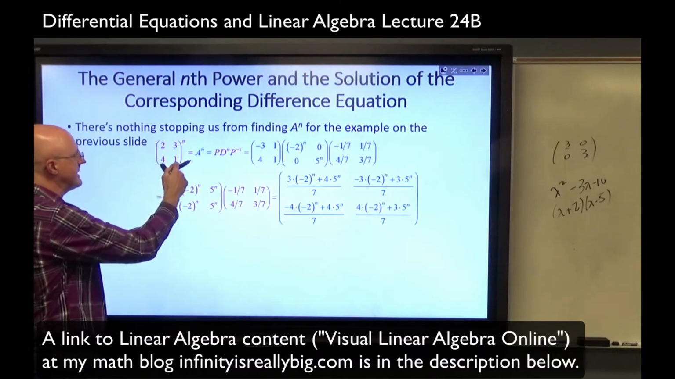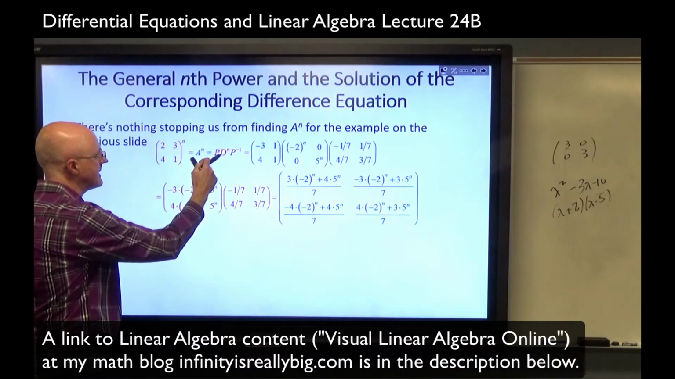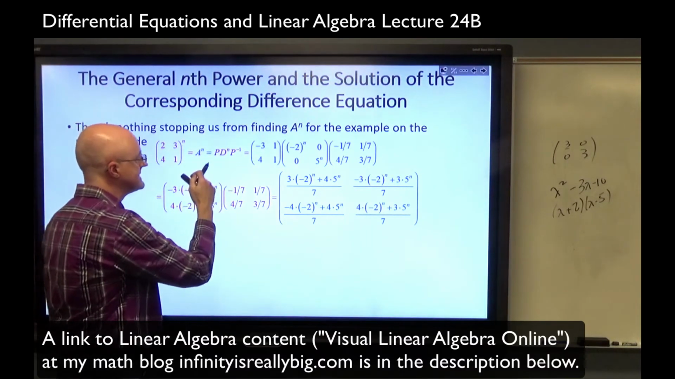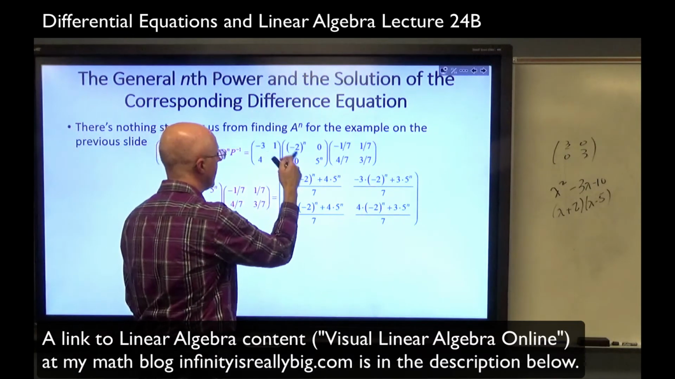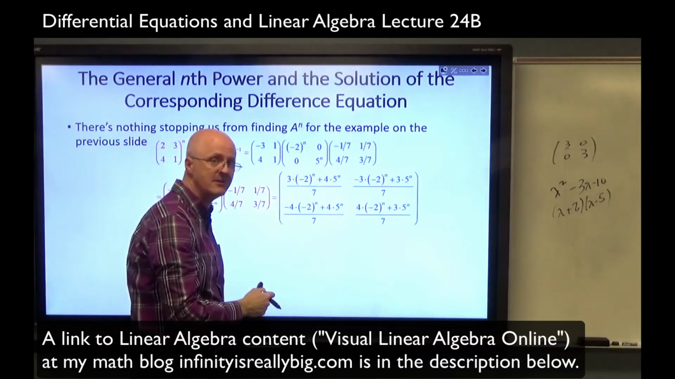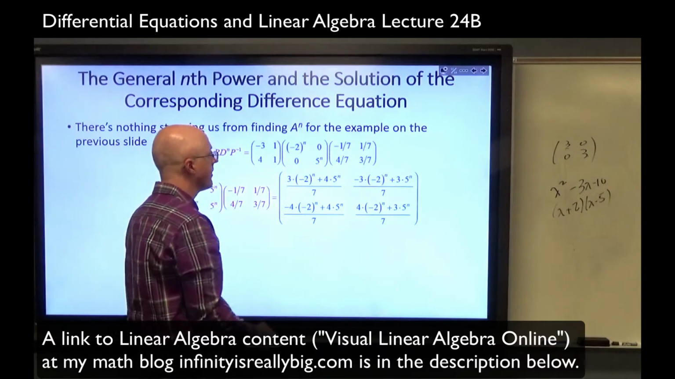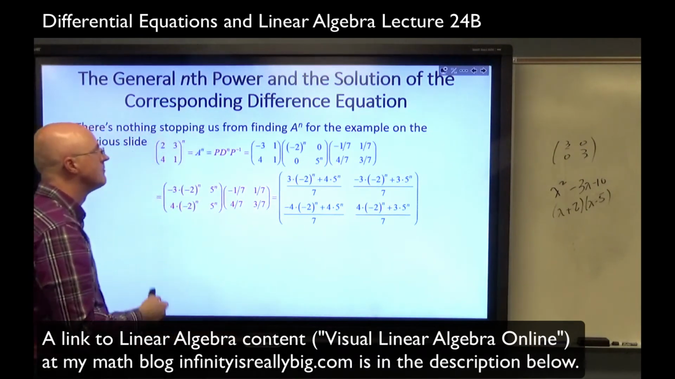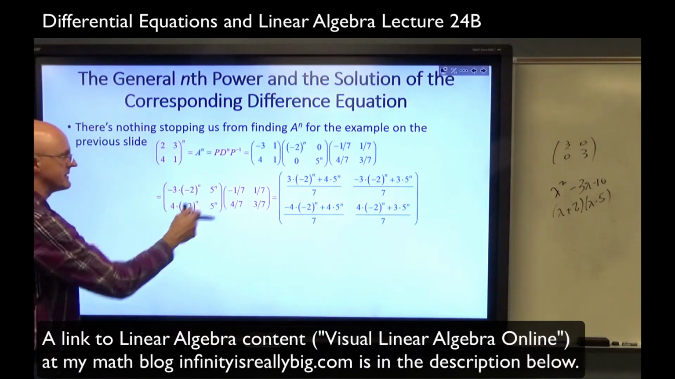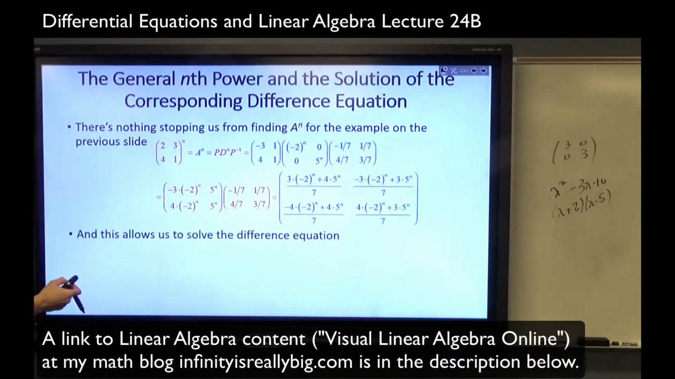Nth power of A is A to the n is this, P times D to the n times P inverse. Because D is diagonal, I can just raise the numbers in the main diagonal to the nth power and make the other numbers still 0. Multiply it out, double check that you get this. And that allows us to solve this difference equation right here.